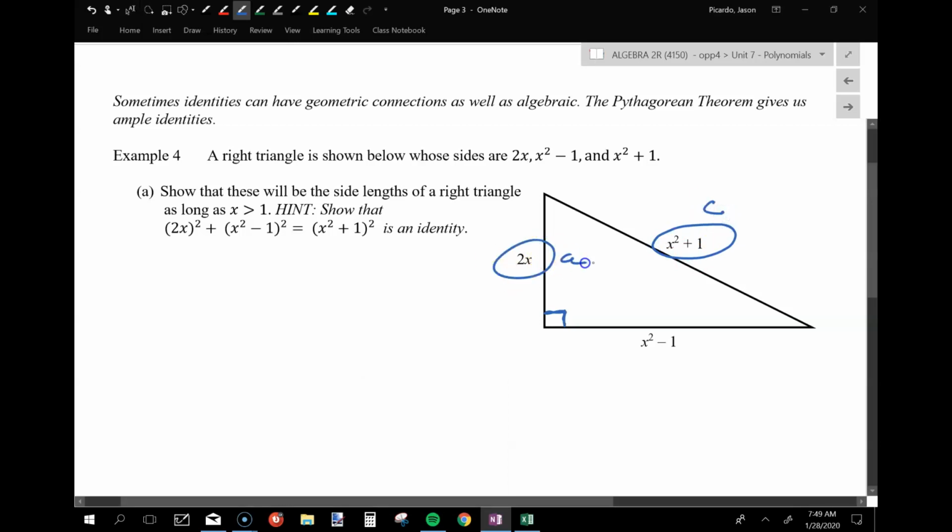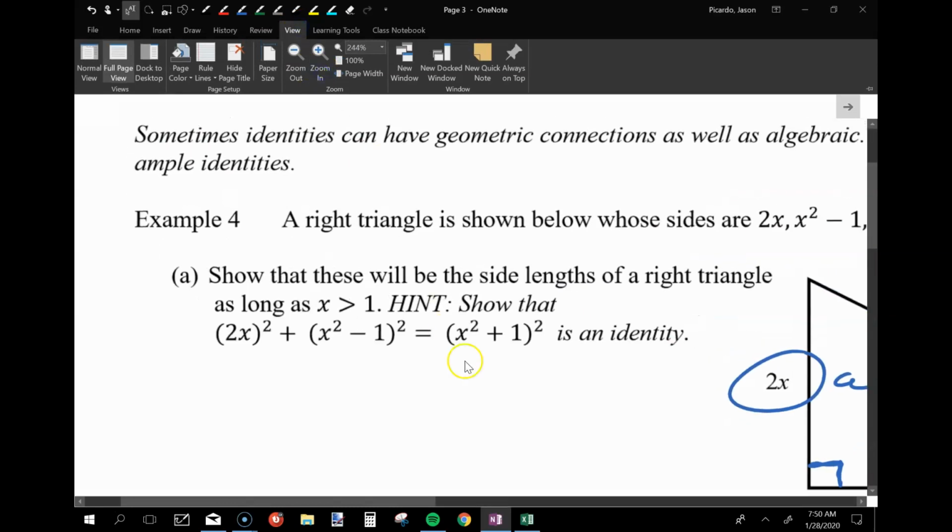And then it doesn't really matter which values I call those. I could flip-flop them or label them this way. And then what am I going to do? I'm going to take 2x and square it, and add it to x squared minus 1 squared and see if it's equal to this squared. Well, if it is, then this is a right triangle. If it's not, then it's not a right triangle.